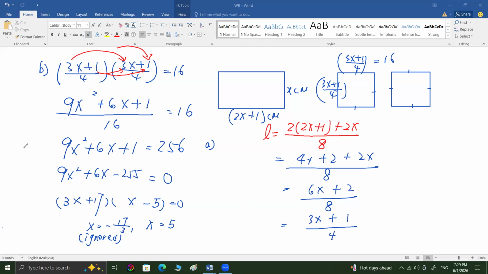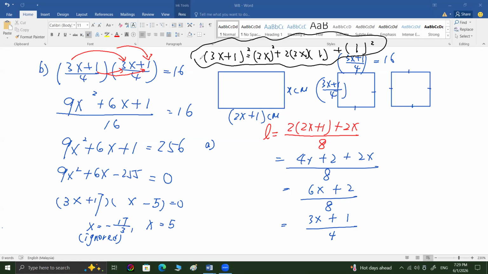Or you can use this method, remember class? 3x plus 1 with a square. Remember the formula? A squared plus 2ab plus b squared. Then I ask you to apply a, b. Okay? Because, right, most students, when they come to SPM level, will choose this method because it's faster. But up to you, it's okay.